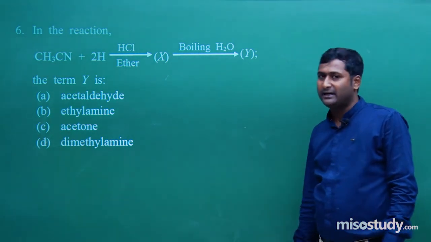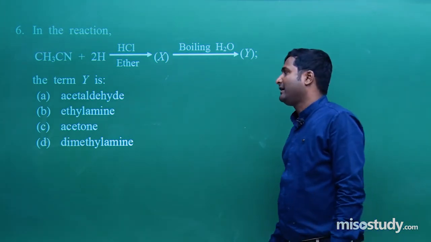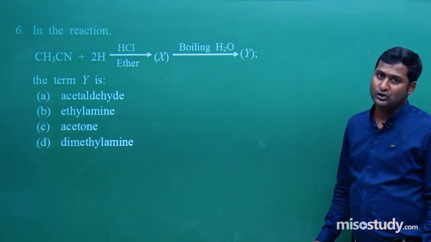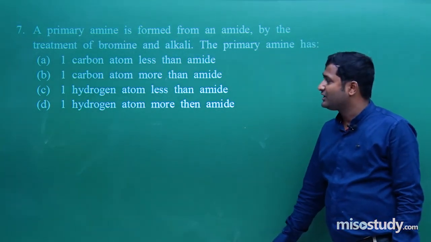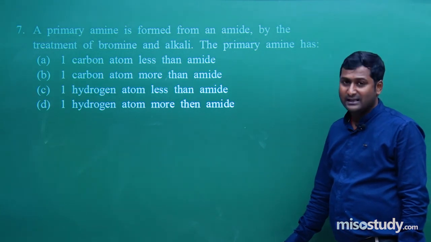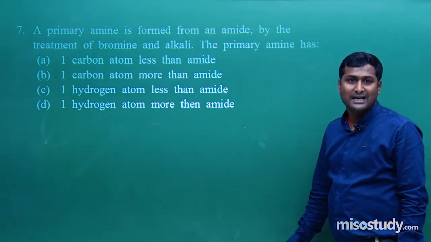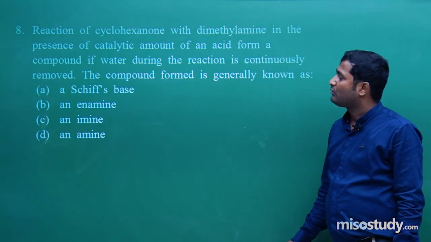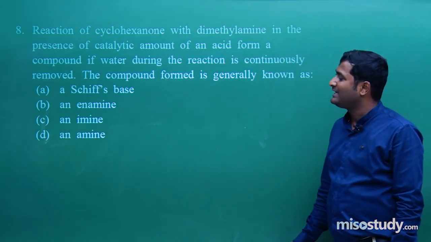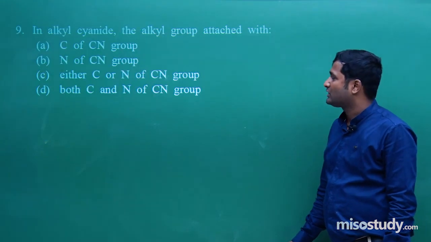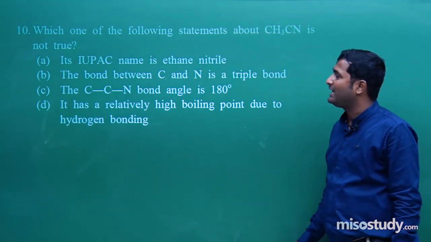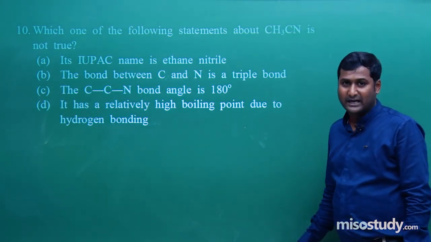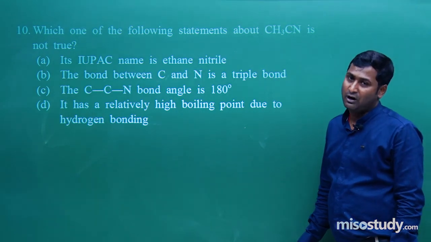Clear? Still, if you have any doubt, you can easily approach me regarding any solution, regarding any questions. Now for question number 7, that is Hofmann degradation reaction, A is the correct option, one carbon atom less than the amide. Now for question number 8, as I told you, that is B, that is enamine. Now for question number 9, that is A, C of CN group. Now for question number 10, D is the correct option, this statement is not true. I think now you can easily solve such kind of reactions.